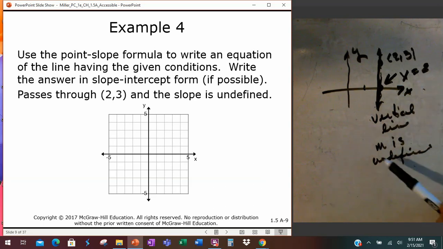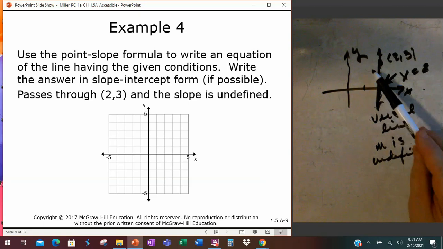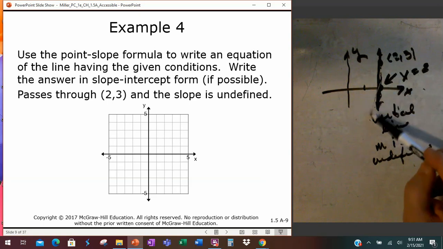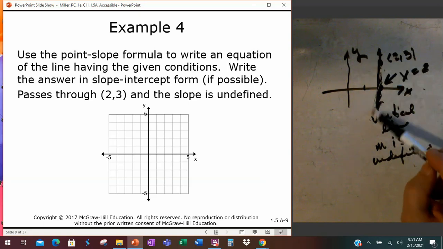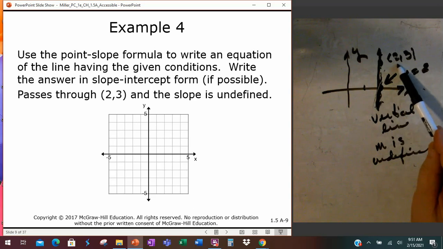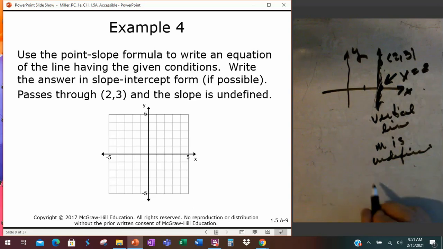Okay, so you went from undefined, it has to be a vertical line, that's the only place that a slope is undefined, and then I just pick this out, plot a point, and I realize that it's a vertical line going through there. The only thing that's not changing along that vertical line is the x value. So that is the equation of the line.